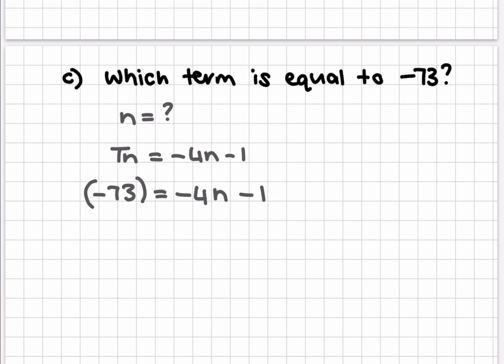So let's solve it. We have -73. When we move the 1 over, it's going to become -72 is equal to -4n. And the answer to that is n is equal to 18. We divided by -4 on both sides. So the 18th term is equal to -73. We calculated the position. That's the answer.